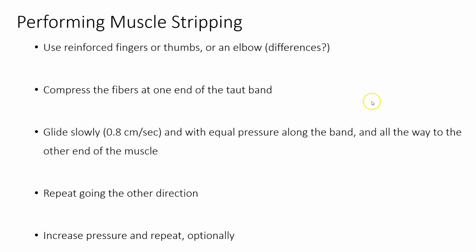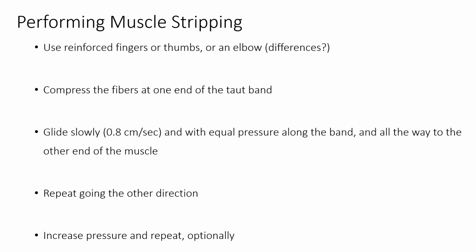To perform it, you used reinforced fingers or thumbs or an elbow. Now, again, what are the differences between that? And the hint will be contact percentages. So when we are looking at a finger versus a thumb versus an elbow, which one has the smallest contact? And remember that I did say that the smaller the contact, the more the patient perceives depth. So we have to be aware of that.